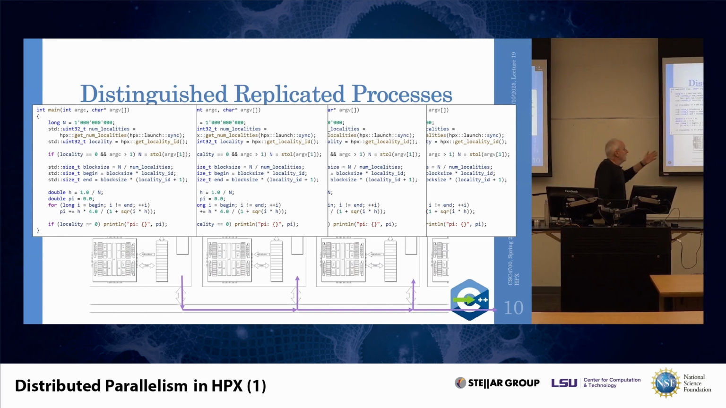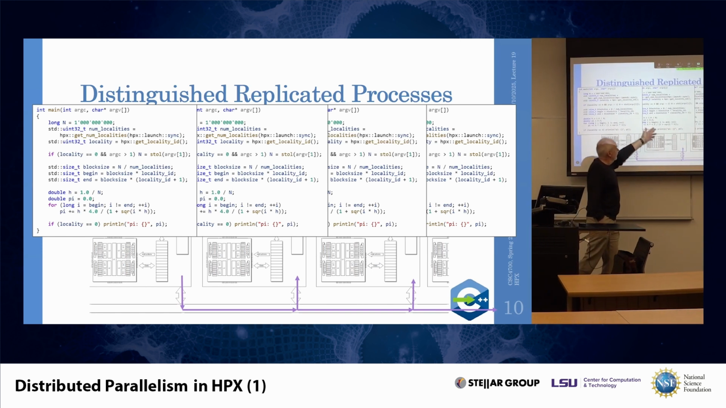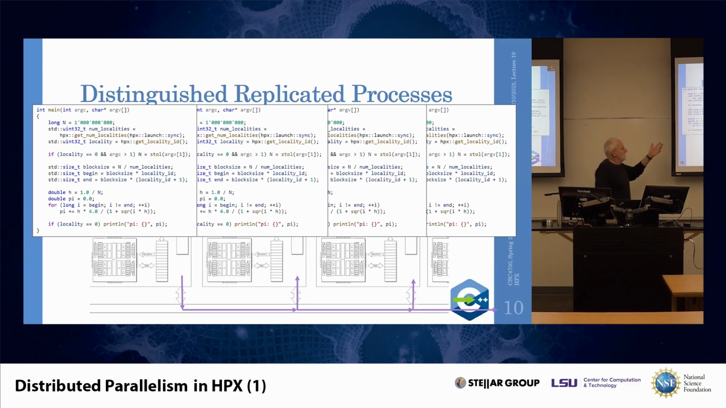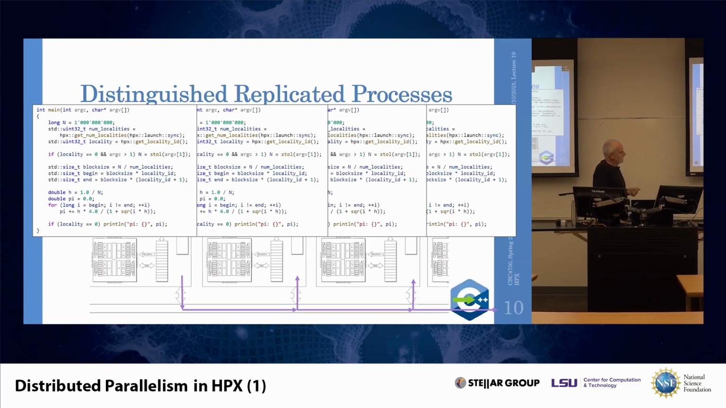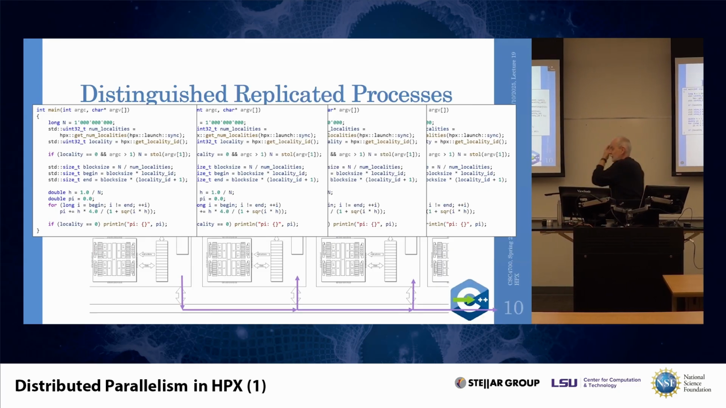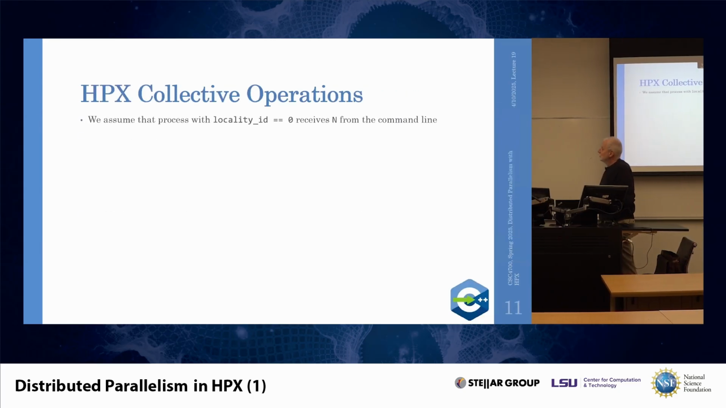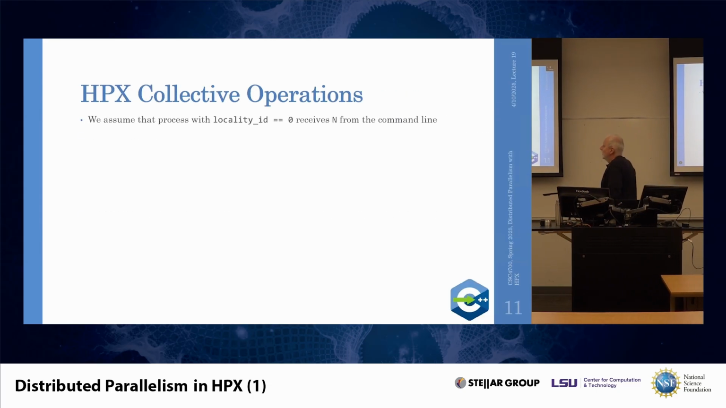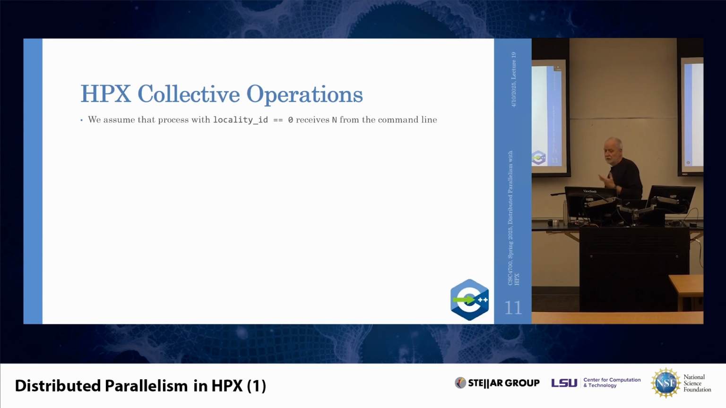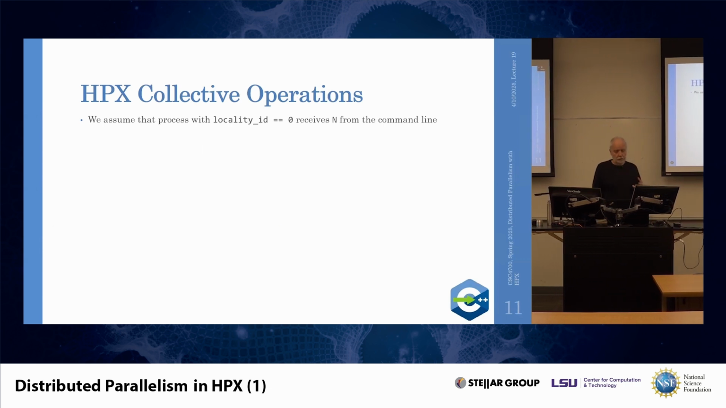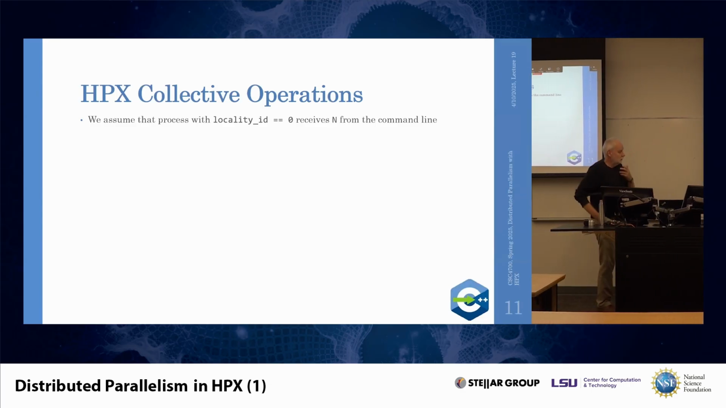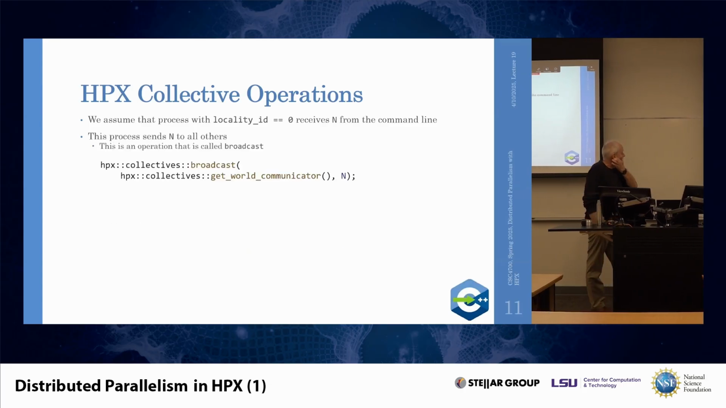The other thing is that for now, each of the localities collects its own partial pi result. So we have to find a way to sum up all the pi's on the 4 processes and then print the result on locality 0. So how do we do that? The way we do that is by using so-called collective operations, where we assume that process 0 receives the n from the command line. So the user passes n on the command line, and somehow that n has to be distributed to all the other processes.